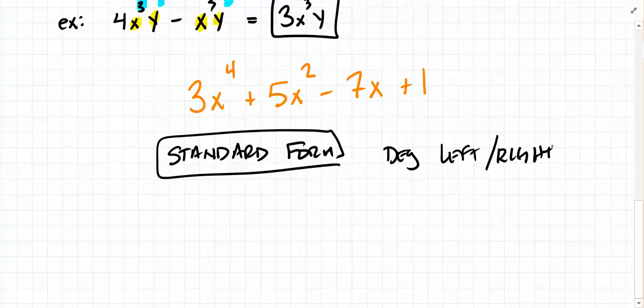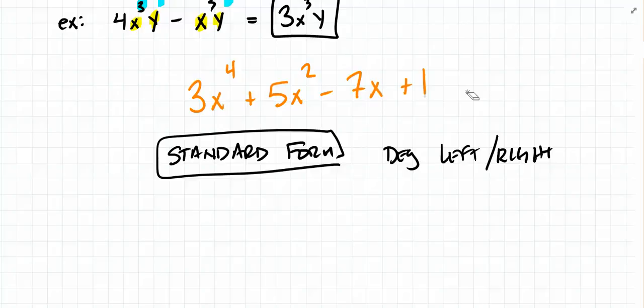I mean this polynomial right now is written in standard form because the exponents are written in descending order from left to right. Notice I have a 4, I have a 2, I have a 1, and then I have an x to the 0. So I've got 4, 2, 1, 0. Now I'm missing a cube, but that's okay. I don't need it as long as they're written in descending order. That's called standard form. Now how do I talk about the degree of this polynomial?